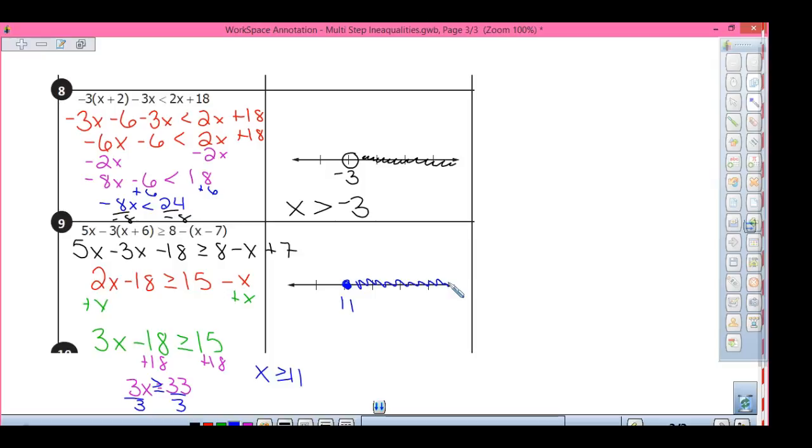How's it look? Did I do it right? Sometimes I don't do it right. So when you're checking your work, don't always just copy mine. Make sure you're going to go back and check it, because mine could definitely be wrong.